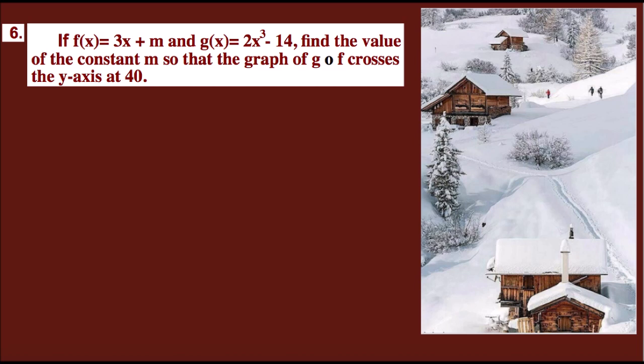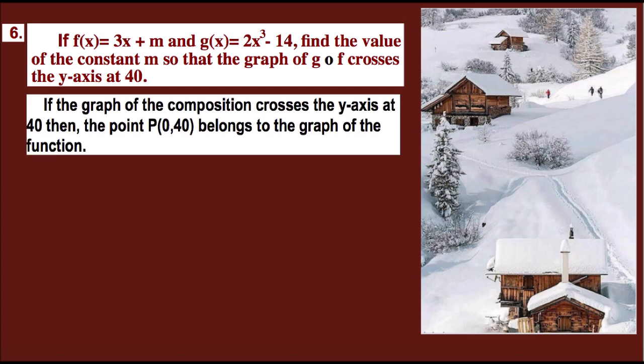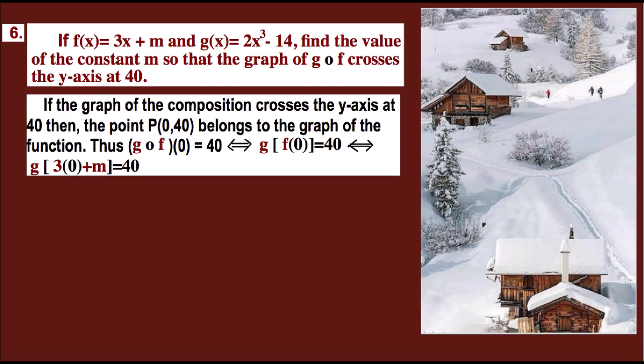If f of x equals 3x plus m and g of x equals 2x cubed minus 14, find the value of the constant m so that the graph of g composed with f crosses the y-axis at 40. If the graph of the composition crosses the y-axis at 40, then the point (0, 40) belongs to the graph of the function. Thus, g composed with f of 0 equals 40. This is equivalent to g of f of 0 equals 40. Plugging in 0 in the function f, this is equivalent to g of 3 times 0 plus m equals 40, or g of m equals 40.